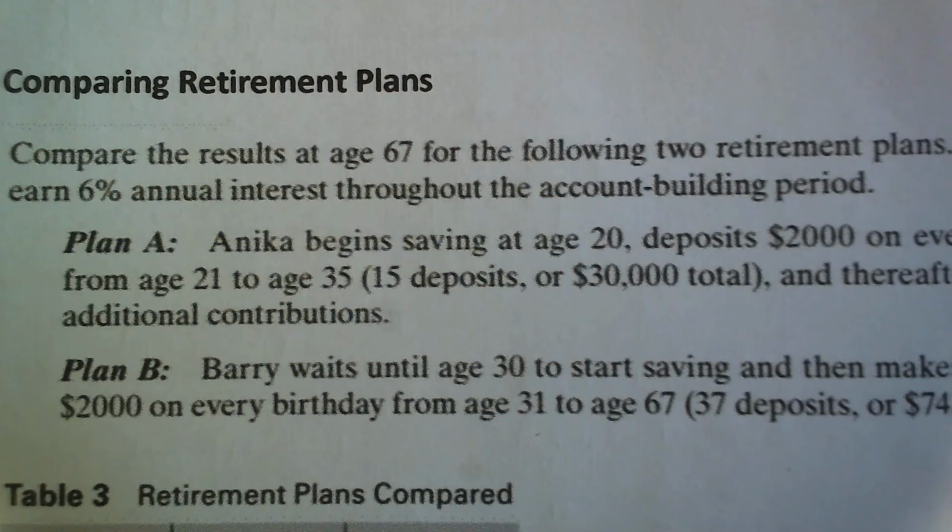Next, we're going to compare retirement plans. So here are the results. What happens when you start saving for retirement? In Plan A, a person, Annika, begins saving at age 20 and deposits $2,000 on every birthday from age 21 to age 35. In other words, 15 deposits of $2,000 each, or $30,000 total, and after that makes no further contributions. Plan B, here somebody, Barry, waits until age 30 to start saving, and then makes deposits of $2,000 every birthday, just like Annika did, from age 31 to age 67. In other words, 37 deposits of $2,000 each, or a total of $74,000.